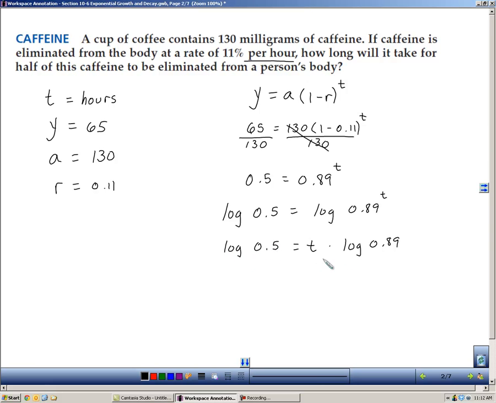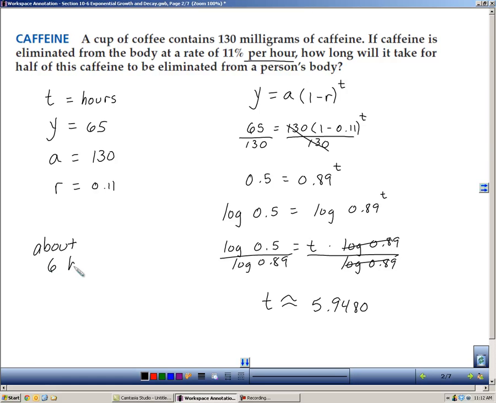Now why is that nice? I can now divide both sides by the number log of 0.89, and I can isolate my t. So these will just cancel, and if you plug this into your calculator, you get approximately 5.9480. So that's about the time it takes for half of the caffeine to be eliminated from the body. So if we answer the problem, how long will it take? We'll say about 6 hours.